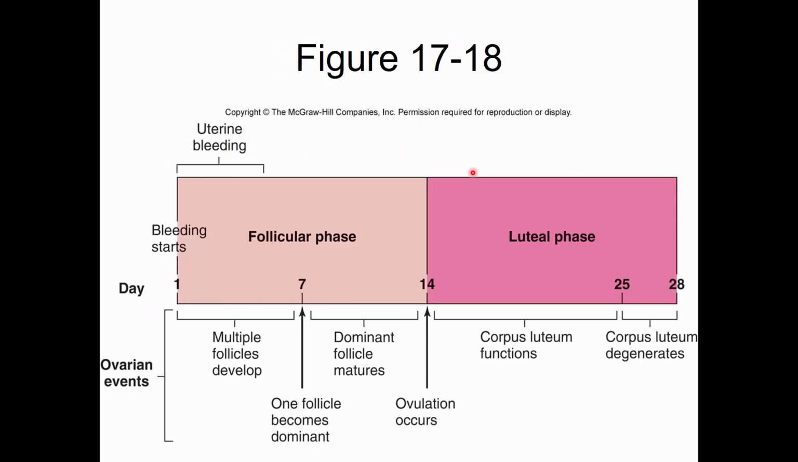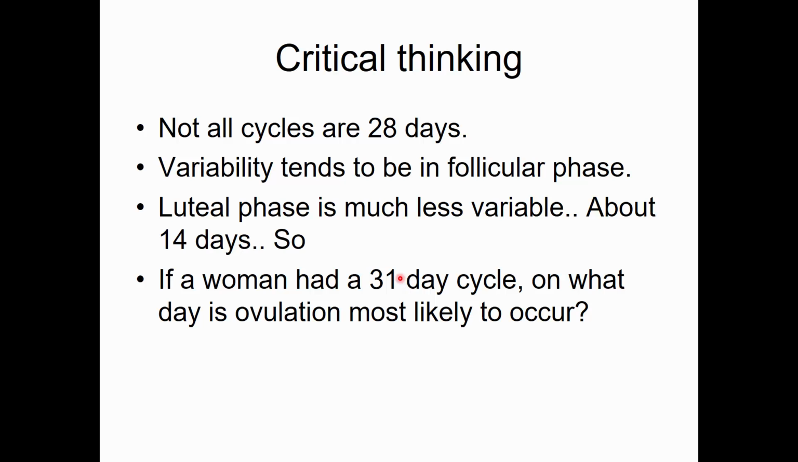So let me get back to where I wanted to be. This follicular phase can vary in length. The luteal phase tends to be around 14 days. So ovulation is going to take place basically about 14 days from the end of the cycle. Knowing that, the luteal phase is much less variable. So if I told you there was a woman who has a 31-day cycle, on what day is ovulation most likely to occur? You think about that for yourself, and we'll talk about that in class.